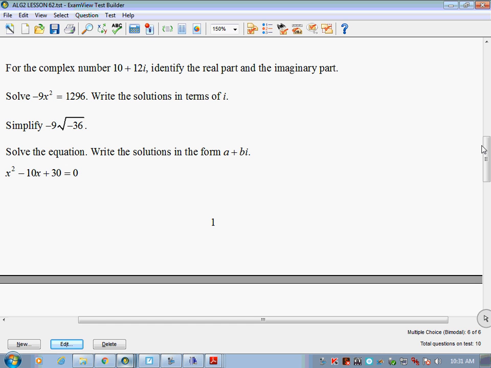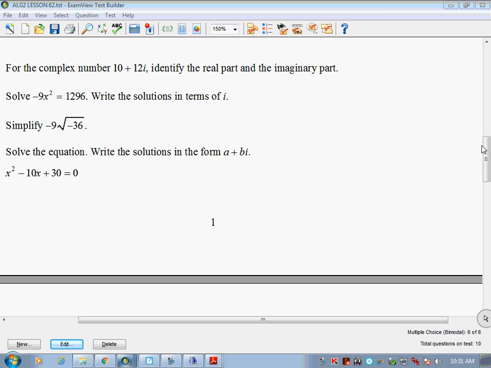All right, question number 7. For the complex number 10 plus 12i, what is the real part and what is the imaginary part? Can anybody tell me what the real part of that equation is? 10. Good. What is the imaginary part? 12i. That whole section is imaginary. Okay? So, real, imaginary. Okay, not too hard there. Let's look at our next one.